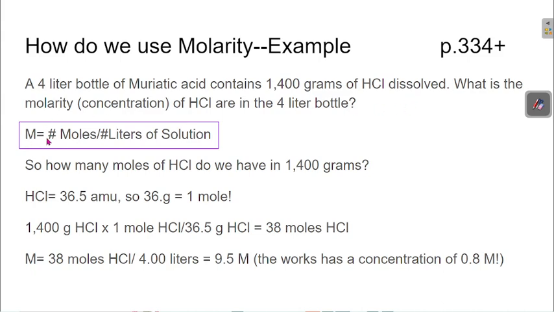To find the molarity, you need to divide the number of moles by the number of liters of that solution. Do we have moles here? No. We have liters, which is great, but they give us grams of hydrochloric acid dissolved. So the first step is going to be, because we don't work with grams or kilograms or any unit of mass, to translate those grams into moles.